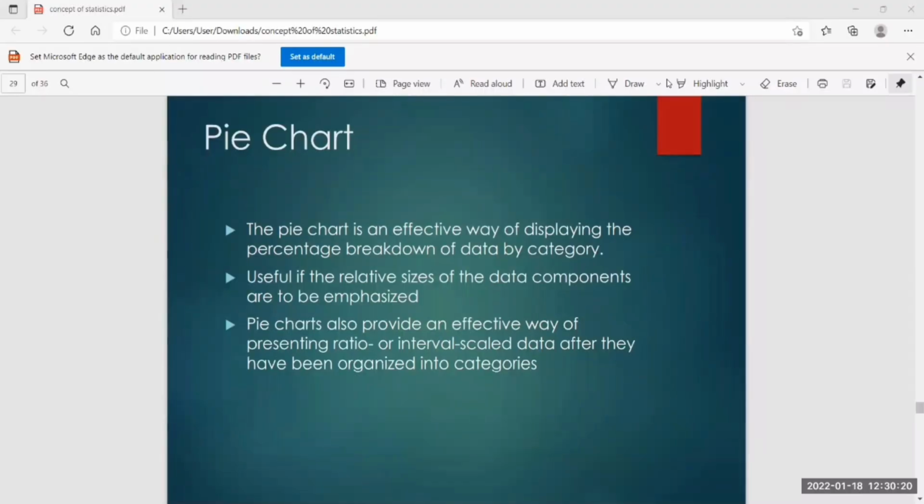It's just a representation. A pie chart is a pie divided into smaller portions of 100%. So there's no pie that is more than 100%. That is the weakness of a pie. It has to be divided. If you divide into 2, therefore it's 50-50. That's a pie. You cannot have 60-70 or 80-90. Only 100%. It's useful if the relative size of the data components is to be emphasized. Pie charts also provide an effective way of presenting ratio or interval scaled data after they have been organized into categories.